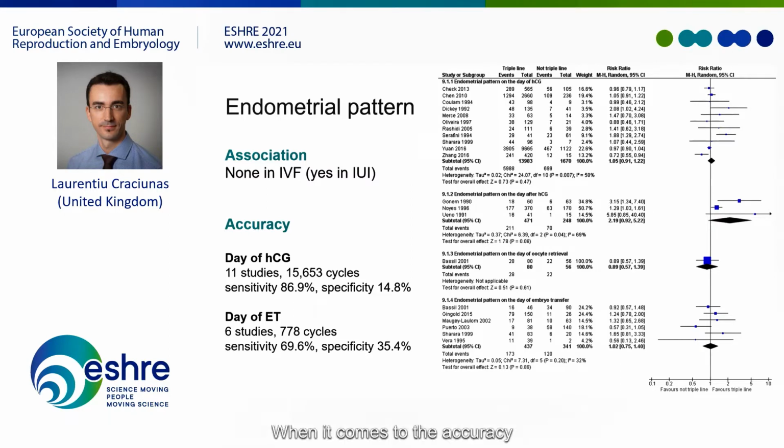When it comes to the accuracy of predicting clinical pregnancy, the triple line appearance has moderate sensitivity and low specificity when assessed on both the day of the HCG injection or the day of the embryo transfer. In practical terms, the endometrial pattern is irrelevant because it can't guide clinical decisions. We can stop worrying about it, first because it's very subjective, and second because it can't predict the outcome.